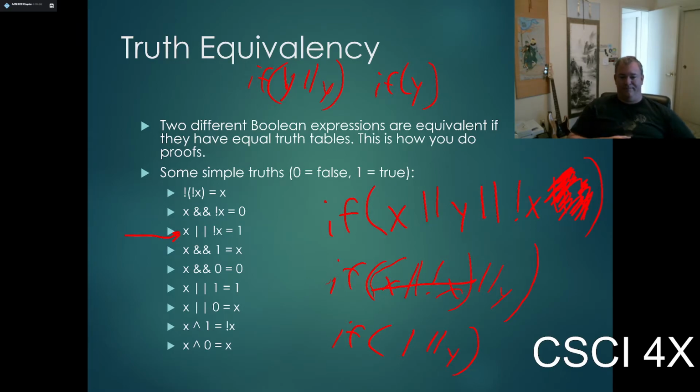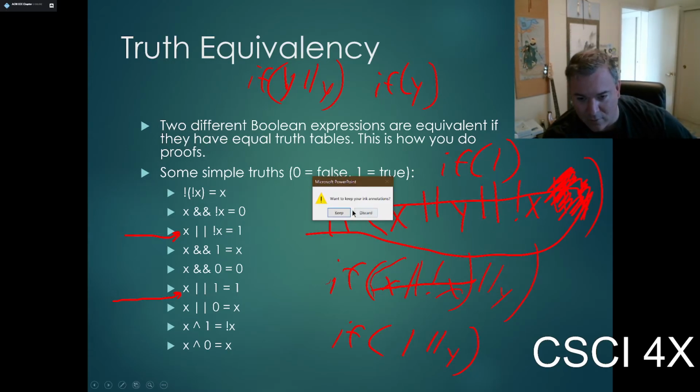What is true or Y? That rule. If Y is true, the output's true. If Y is false, the output's true. So what does this simplify down to? True, yeah. So that whole big complicated thing I wrote there, that's the exact same thing as if I had written if true. This is a big topic. You don't have to get it immediately, but it's pretty straightforward for most of them.